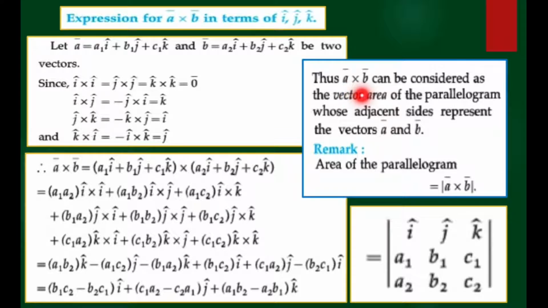Thus A bar cross B bar can be considered as the vector area of a parallelogram whose adjacent sides represent the vectors A bar and B bar. So in remark, area of parallelogram equals the magnitude of A bar cross B bar.